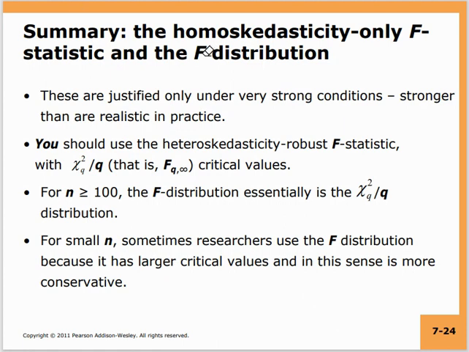So to summarize, the homoscedasticity-only F statistic and the F distribution are justified under very strong conditions, stronger than are realistic in practice. In reality, you should use the heteroscedasticity-robust F statistic, which will be churned out by your software. For n greater than or equal to 100, the F distribution is essentially the chi-square by q distribution. For small n, sometimes researchers use the F distribution.